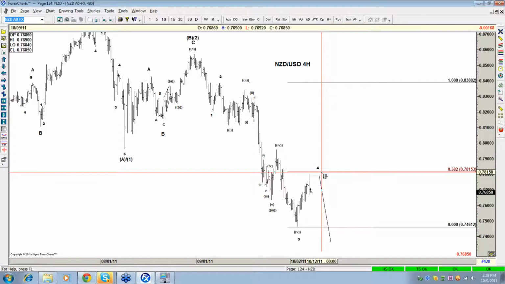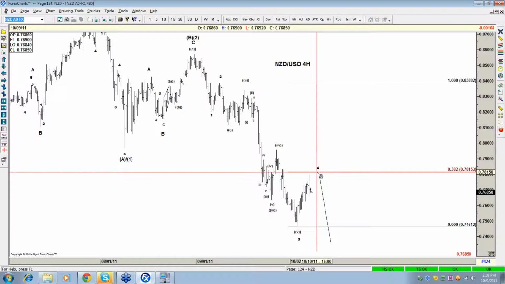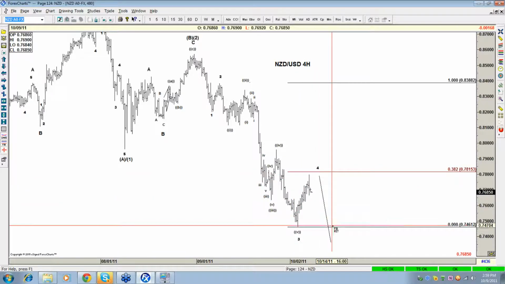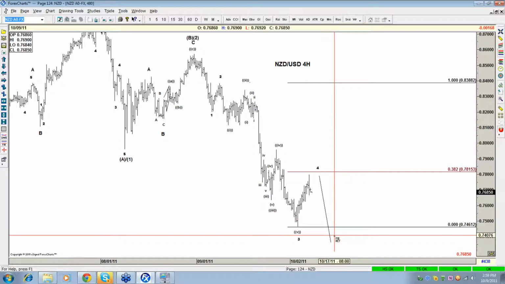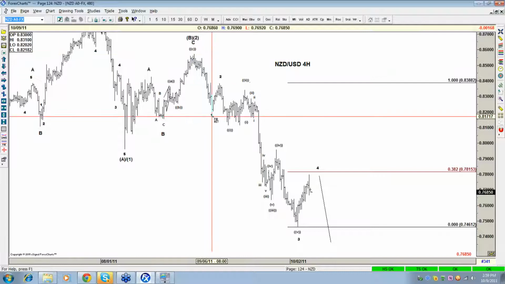Close right here. And we're going to keep selling the Aussie against the New Zealand unless it proves me wrong. Another high can happen tonight. I wish, because that's going to convince me more that that's the path to the downside. That's perfect. How many swings do you got from here?